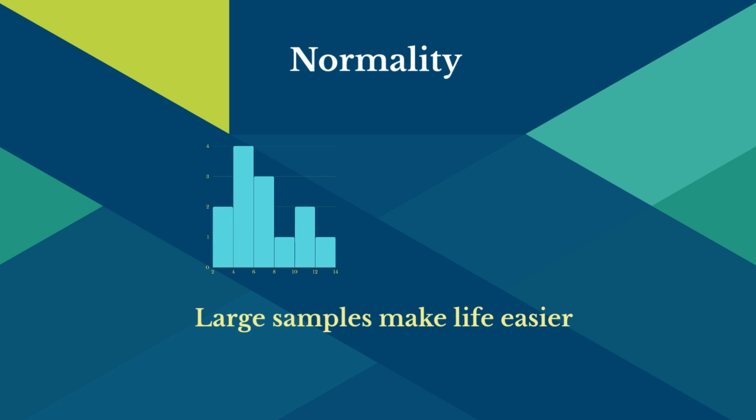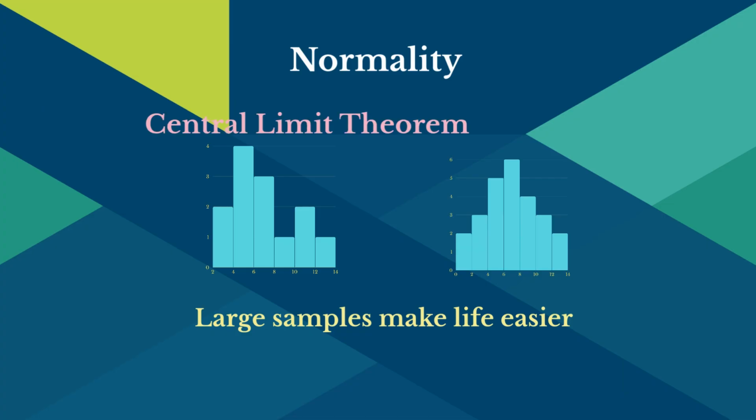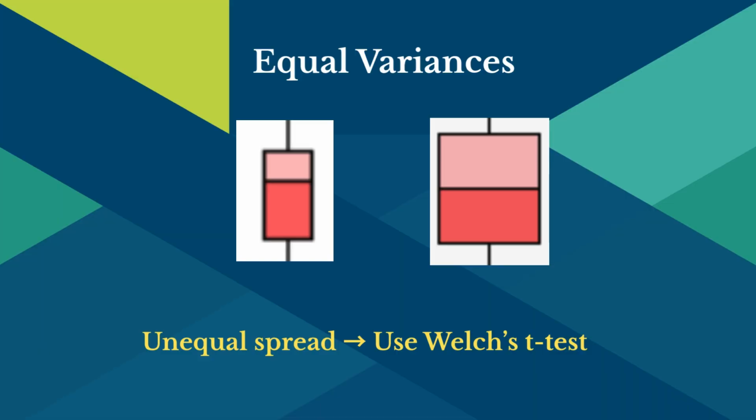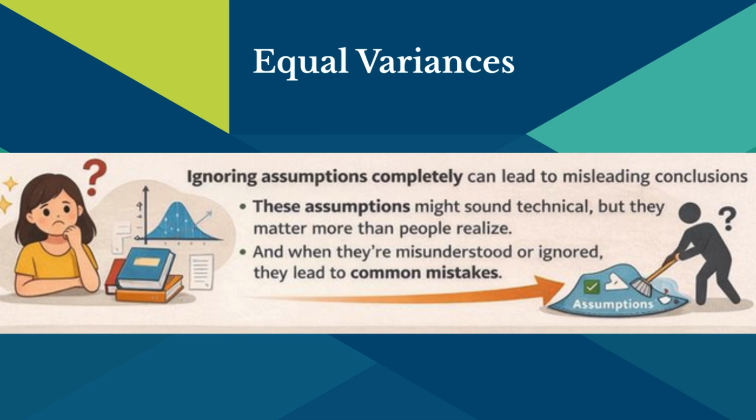Second, normality. Data, or at least the sample mean, should be approximately normally distributed. Thanks to the central limit theorem, this becomes less of an issue with larger samples. Third, equal variance, specifically for the independent t-test. The spread of data in both groups should be similar. If not, we use a slightly adjusted version called Welch's t-test. Important point, the t-test is fairly robust. Minor violations generally don't break it, but ignoring assumptions completely can lead to misleading conclusions. These assumptions might sound technical, but they matter more than people realize.